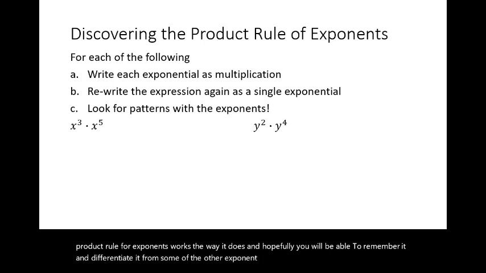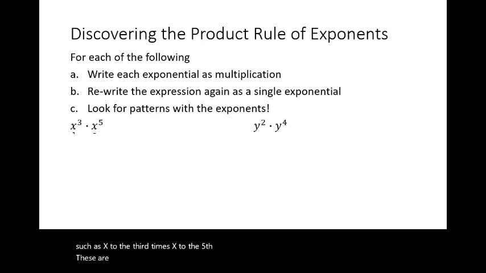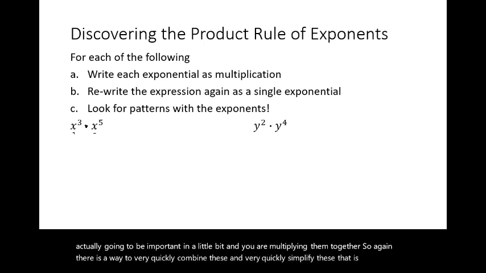The product rule for exponentials applies when you take two different exponential expressions and multiply them together, such as x to the third times x to the fifth. These are two different exponential expressions that happen to have the same base, and that's actually going to be important in a little bit, and you are multiplying them together. Again, there is a way to very quickly combine and simplify these. That is the product rule for exponents.